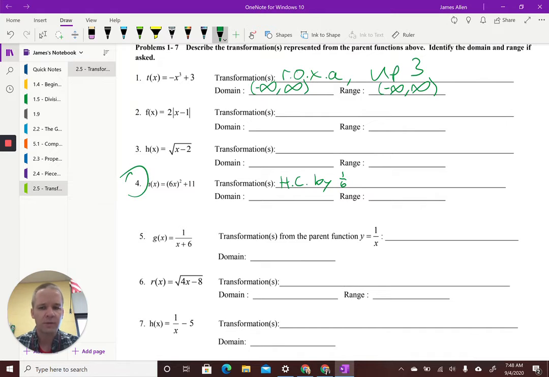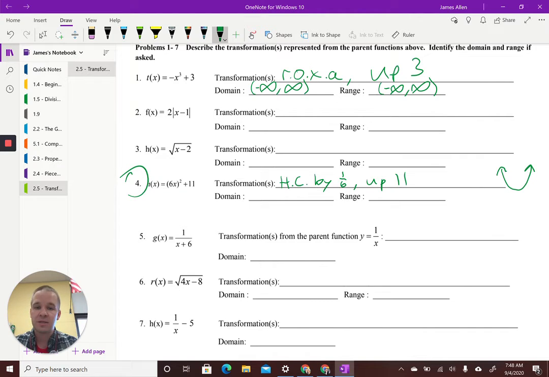Little voice crack. I'm going to leave it.